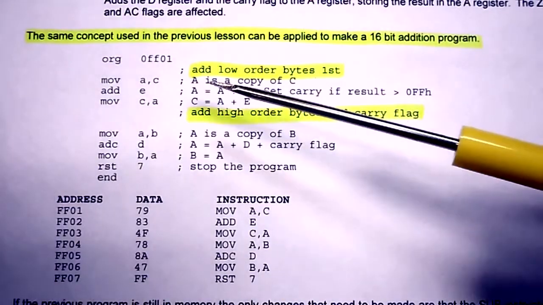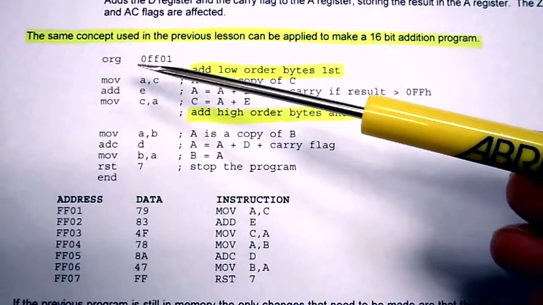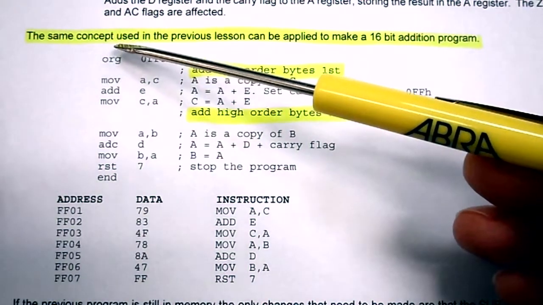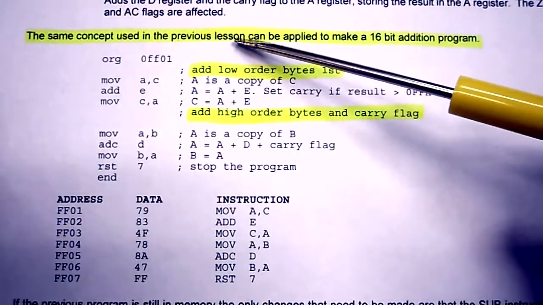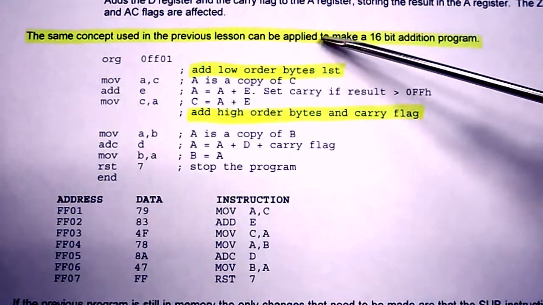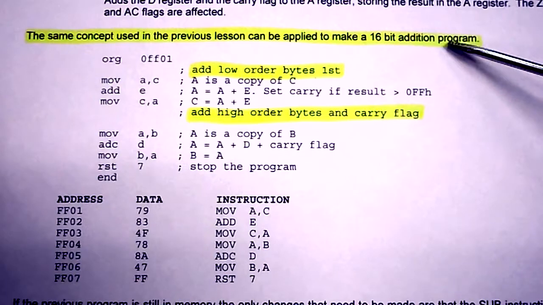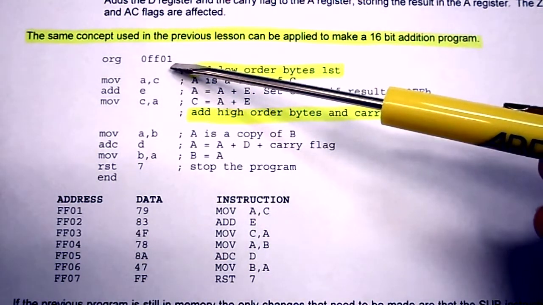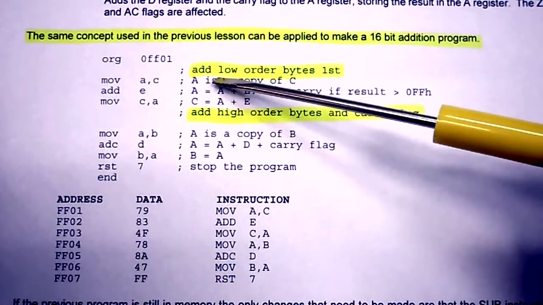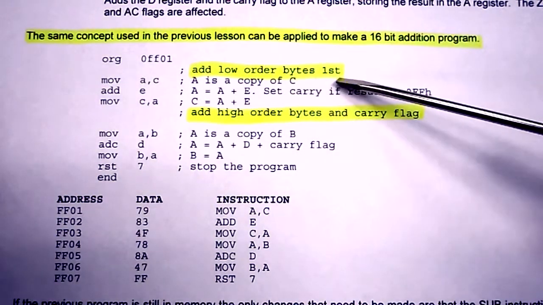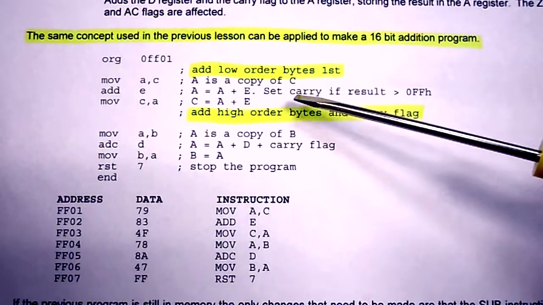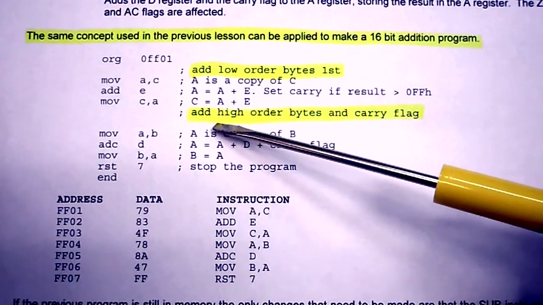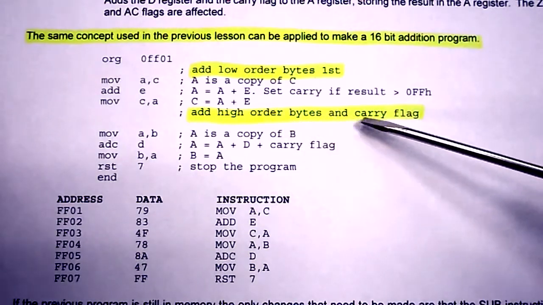As in other lessons, they say here the same concept used in the previous lesson, which was the 16-bit subtraction, can be applied to make a 16-bit addition program. Now you can see we're going to start the program off at FF01. We're going to add the low order bytes first, and that's going to generate a carry bit. So in the next step we're going to add the high order bytes and the carry flag.